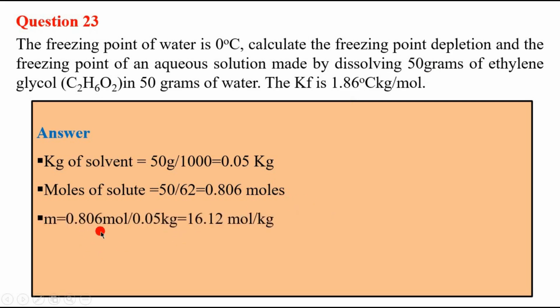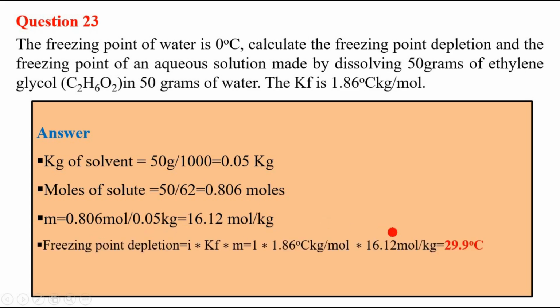The molality is equal to the moles over kilograms of the solvent. Then you determine the freezing point depression, delta T_f, by using the formula i times Kf times m. The Kf was given as 1.86, and then we also have the molality that you have determined. Then you have the freezing point depression. After getting it, you take 0 minus this value, so that you get the new freezing point of the water. That was question 23.